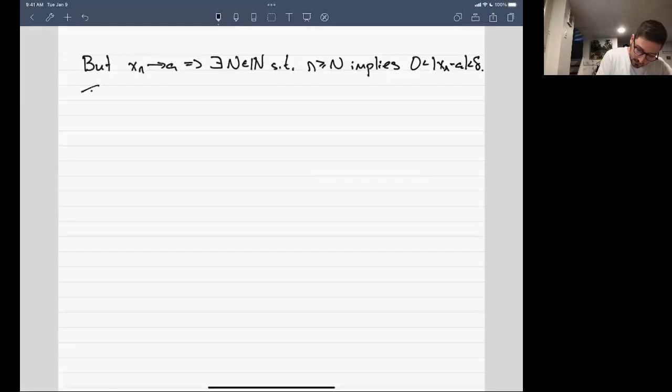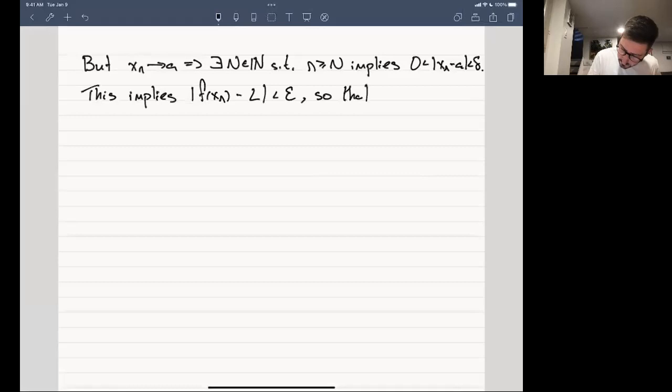But then this implies that since your xn's are close enough to a, your f of xn is close enough to the limit. And since epsilon is arbitrary, you get that f of xn is approaching L.